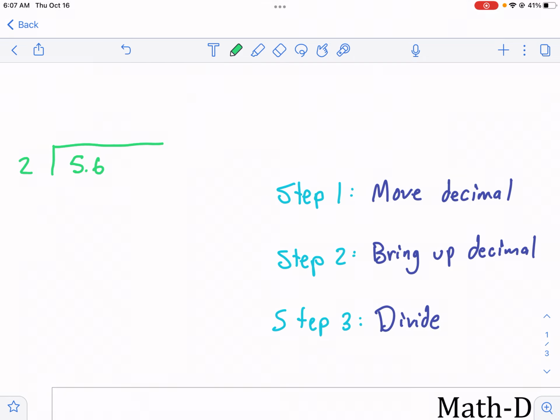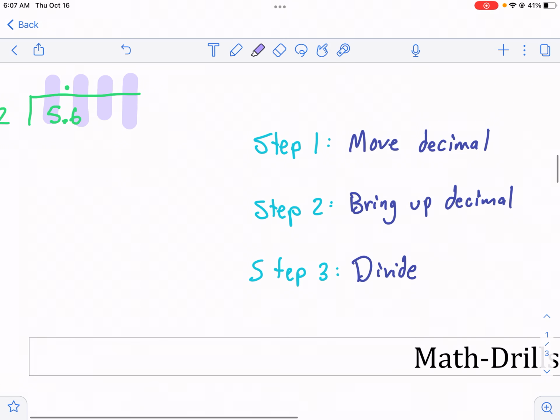And it takes us to our step 2, which is bring up the decimal. So once we have it written like this, we are just going to simply write that decimal right above it. So the decimal is right here, and we're going to think of these lanes. So we have these lanes right here for all our place values.